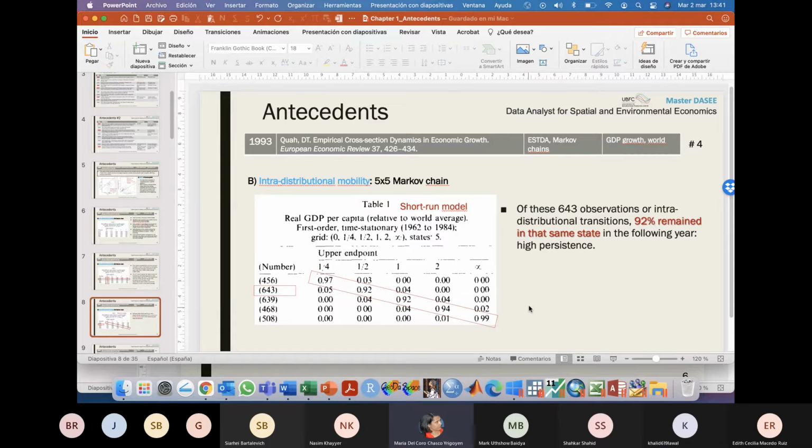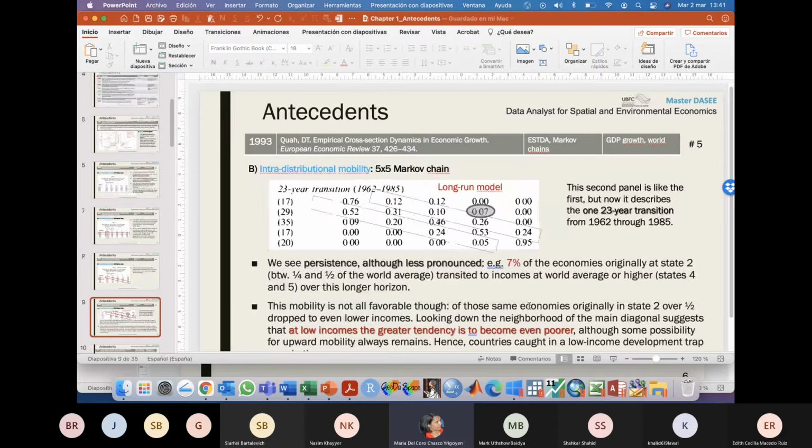So in this case, they are the world countries, and it is per capita income. So from year to year, in this period of 23 years in the past, we couldn't find a high mobility. On the contrary, we find persistency. In this second panel, Quah represented the long-run trend of per capita income across the world countries. So it is a long-run trend.